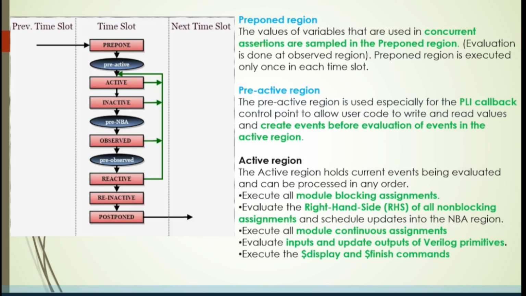When you enter into any interview, you can expect at least 2 to 3 questions from scheduling semantics. This is also somewhat tricky to remember. Why? Because, as I told you, scheduling semantics is nothing but which event is happening first and which event is happening next. So you have to remember what events happen in the active region and what events happen in the inactive region. That is why this is one of the most frequently asked interview questions.